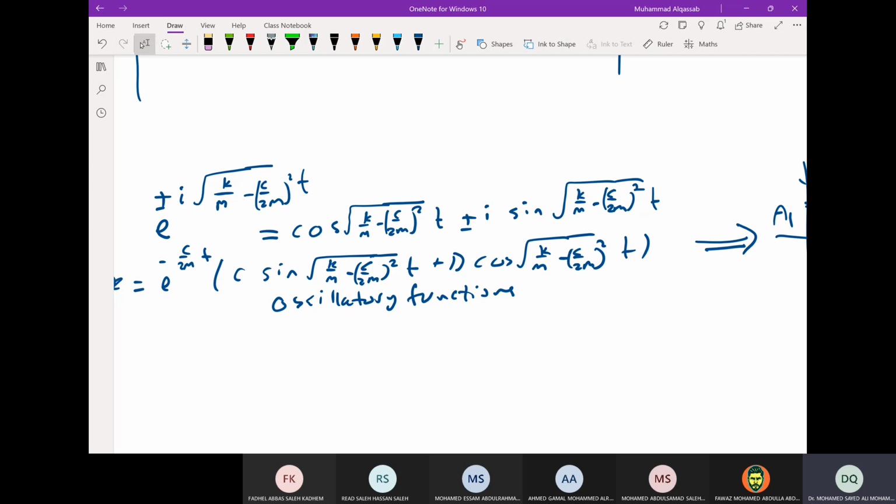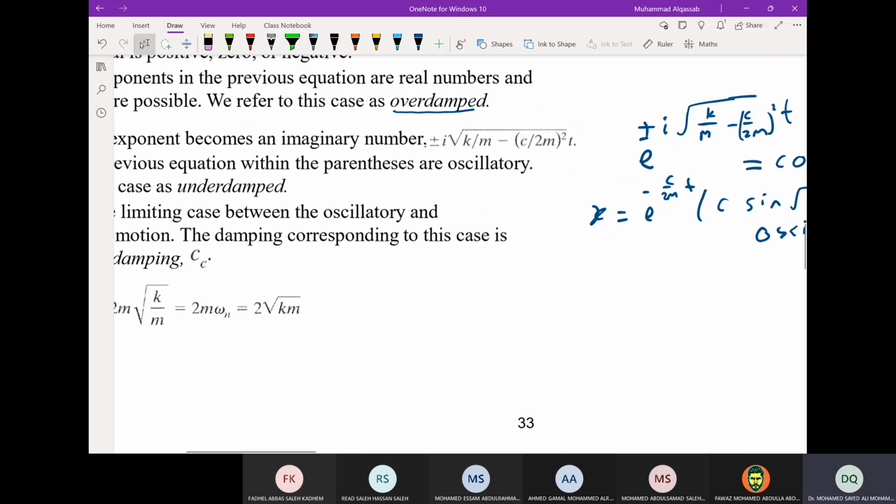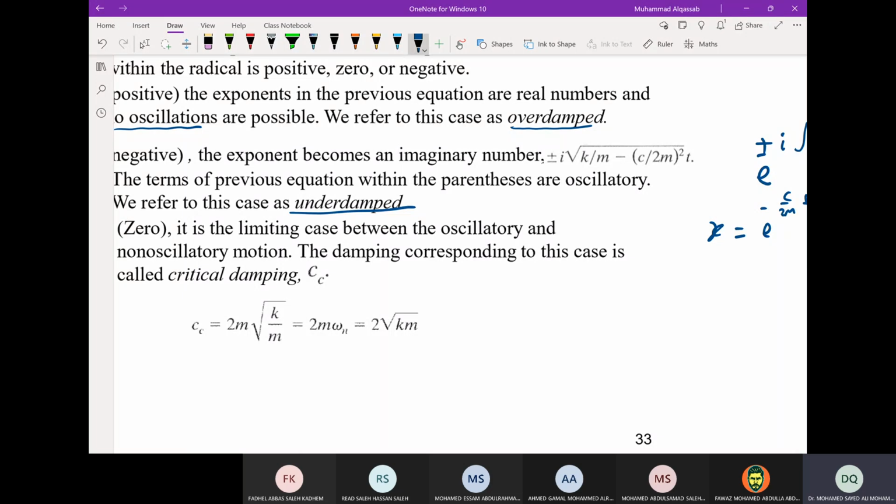We will find the difference between them, and that will depend on how much is the value of C. This is called underdamped. So there is overdamped, which means no oscillations are allowed, and under them there will be oscillations.